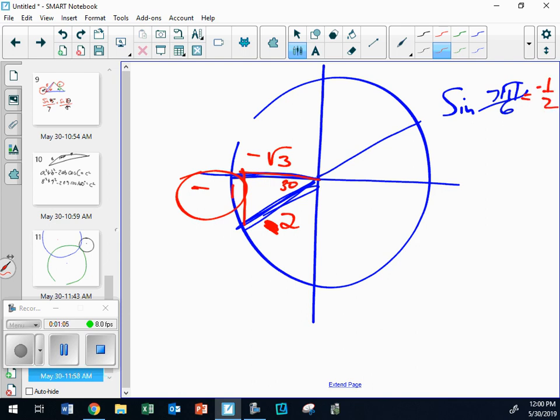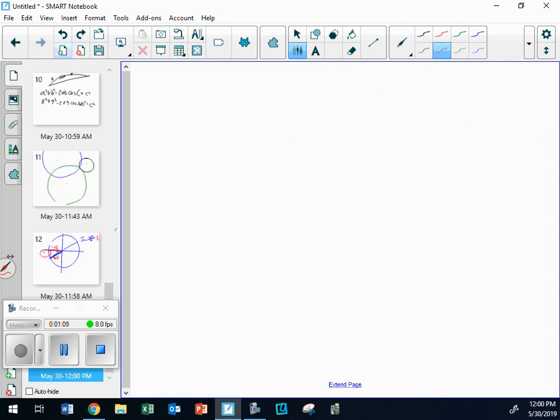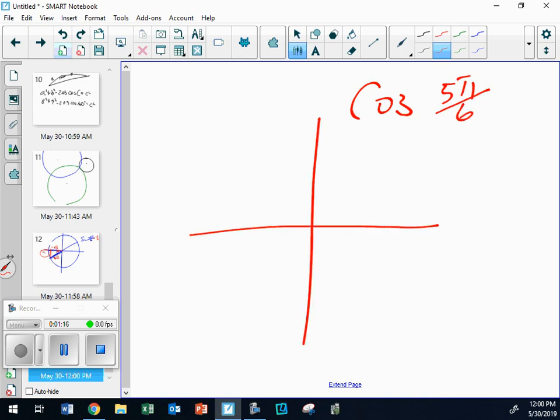All right, so here is a problem. See if you can do this one. It's kind of like that. What is the cosine of 5 pi over 6? I always recommend drawing a picture. Picture's worth 1,000 words. And then try to figure out that answer. I'll pause for a second while you give that a try. Okay, let's see if you did it right.